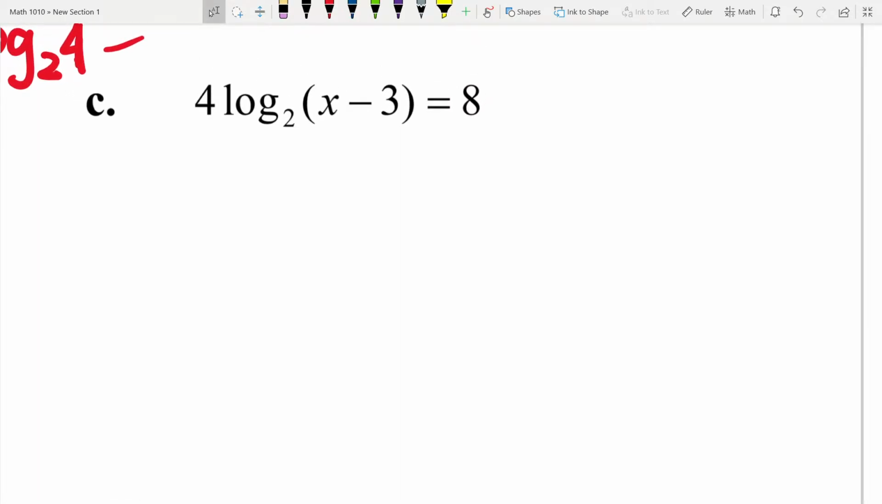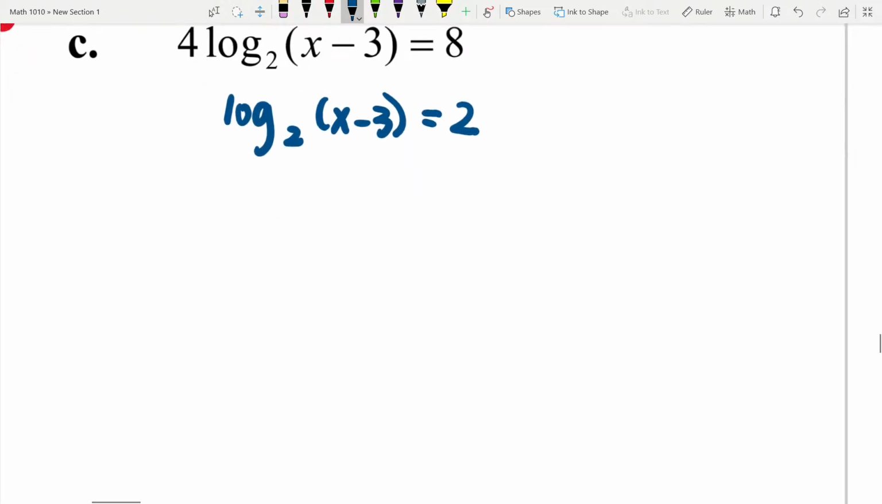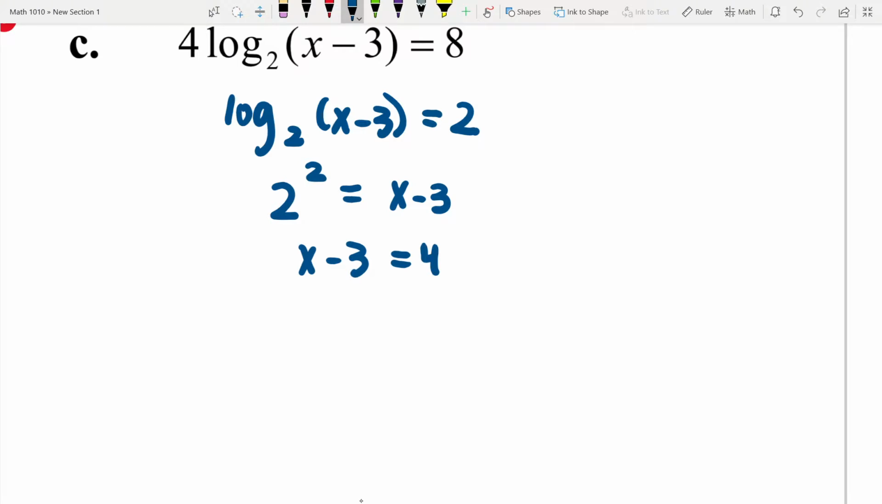Are you stuck? No. What do you do? Divide by 4, right? So everybody write down log base 2 of x minus 3 is 8 over 4, which is a 2. Are we stuck now? Yes, we are. So we convert it. So this would be 2 to the other side, which is also a 2, equals x minus 3. So now I have x minus 3 equals 4. Move my 3 over, and I get x equals 7.